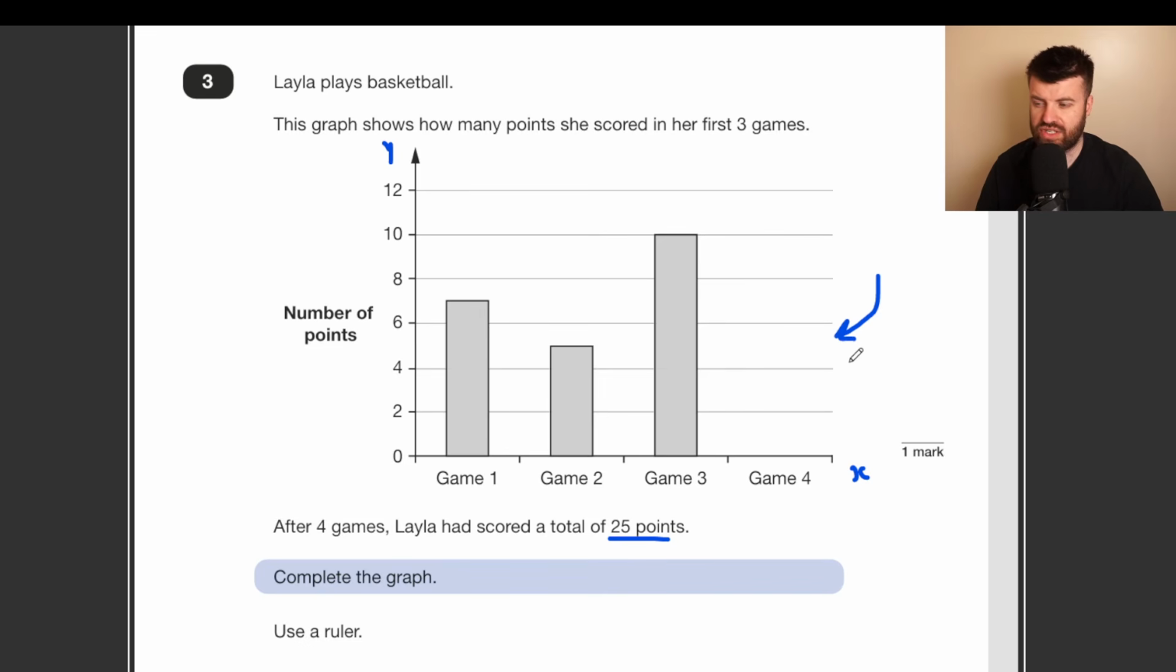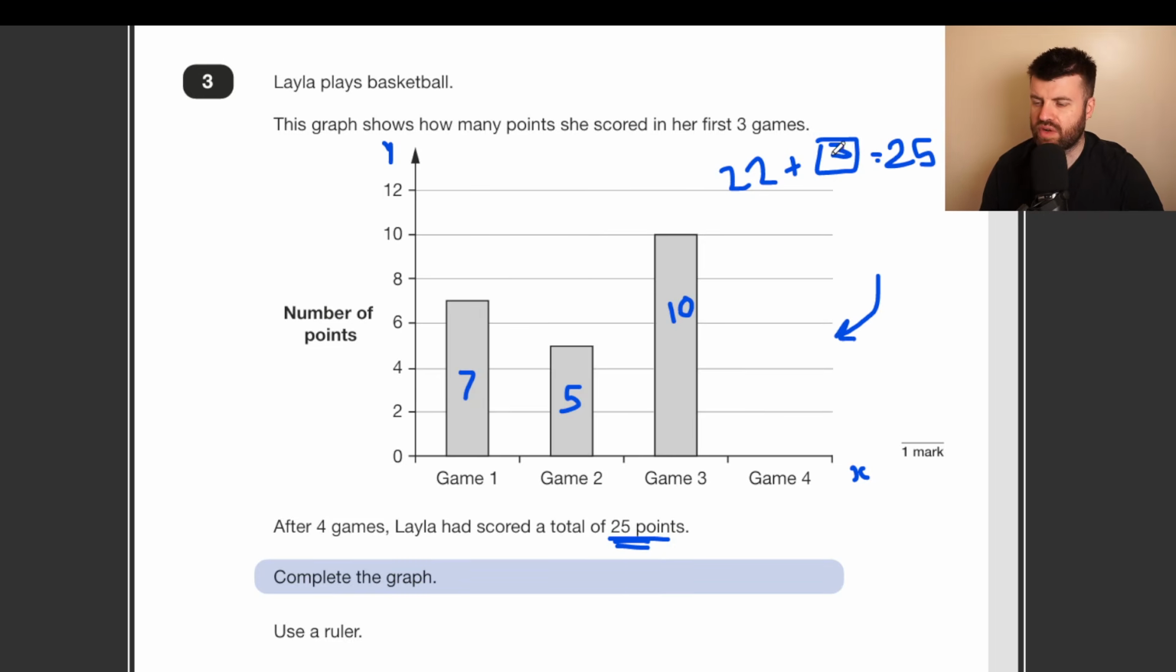Very common SATs question where you're given a number of parts, you're given the whole amount, but there's 1 part missing. So the first thing you should do here is label how many points she scored in each game. We can see here game 1 is 7, between 6 and 8. Game 2 is between 4 and 6, which would mean 5 points. Game 3 is nicely on the 10 line. So far we find the total 7 plus 5 plus 10. That gives us 22. And we know that she scored 25 in total. So how much do we have to add on during game 4 to end up at 25 points? That's the first part of this question.